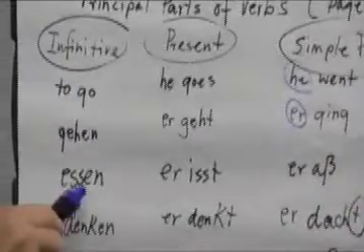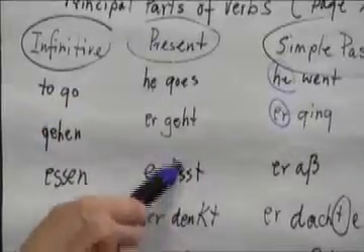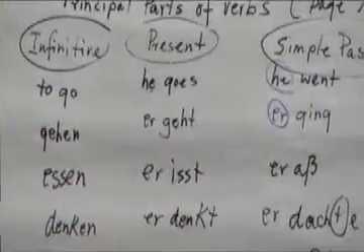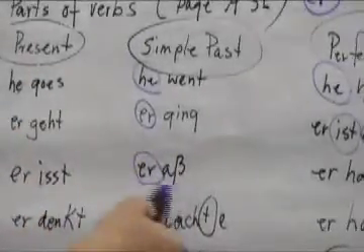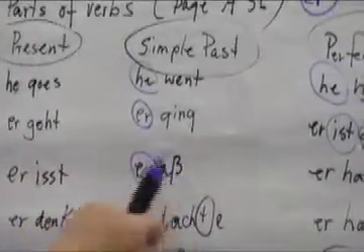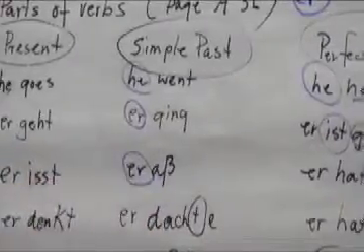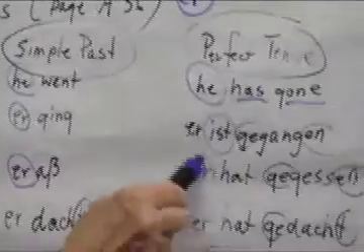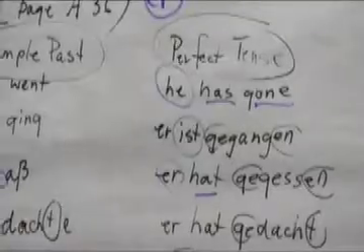Essen, infinitive, essen. Present tense, isst, remember it changed in the present tense. Simple past, aß. Again, this is an irregular verb, so essen, the E changes to A, aß. Perfect tense, hat gegessen. Haben plus past participle, he has eaten.